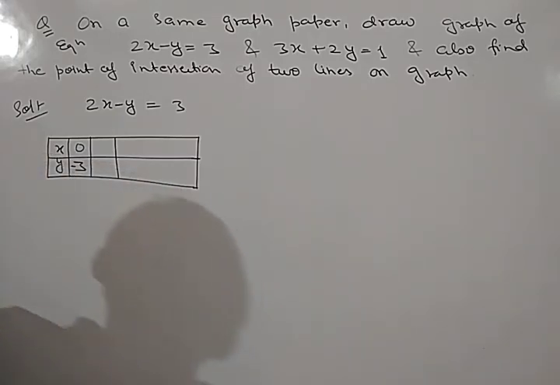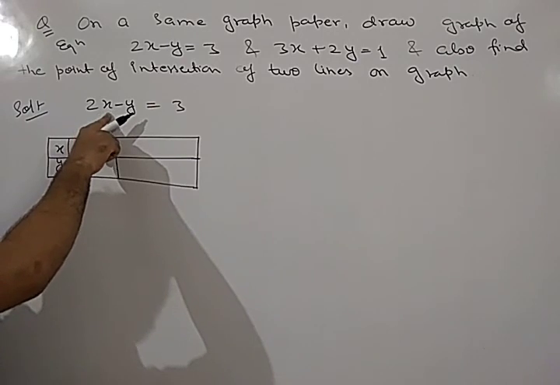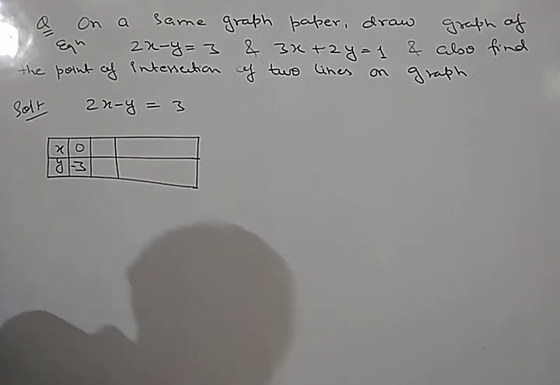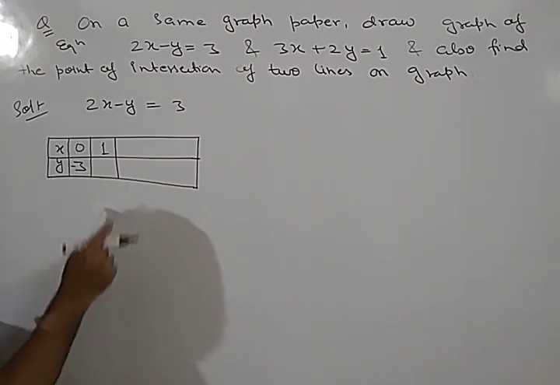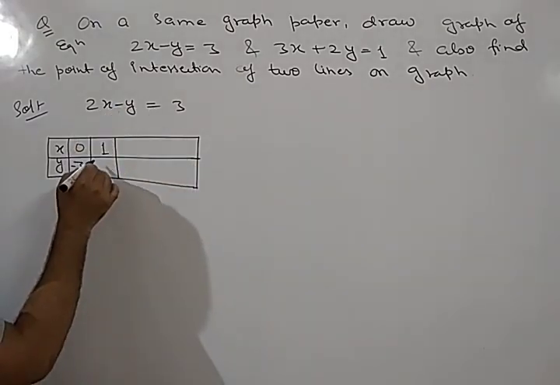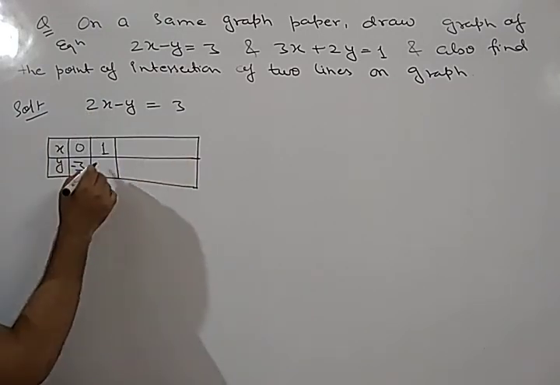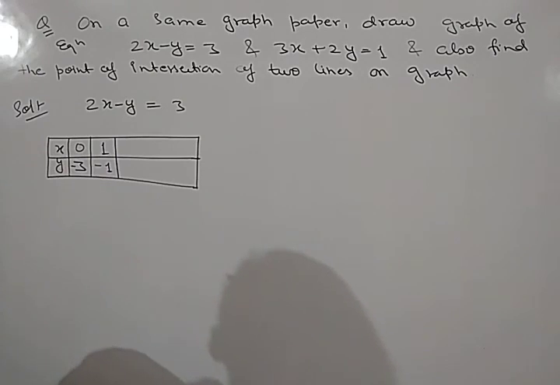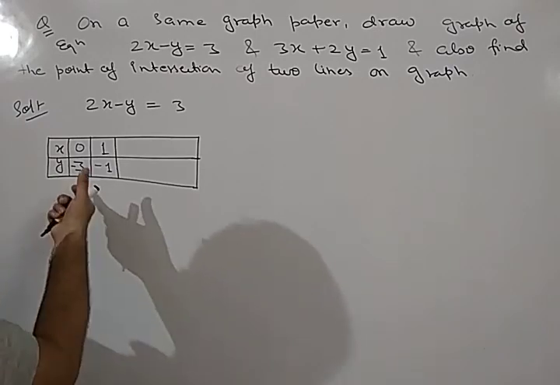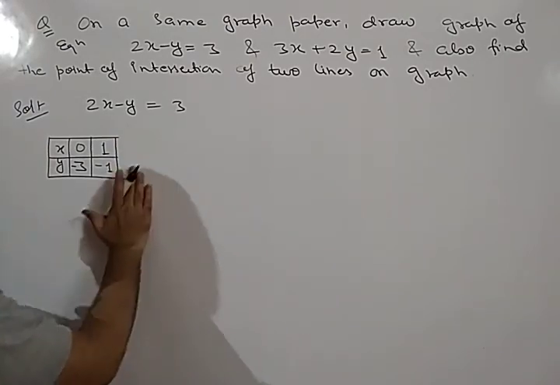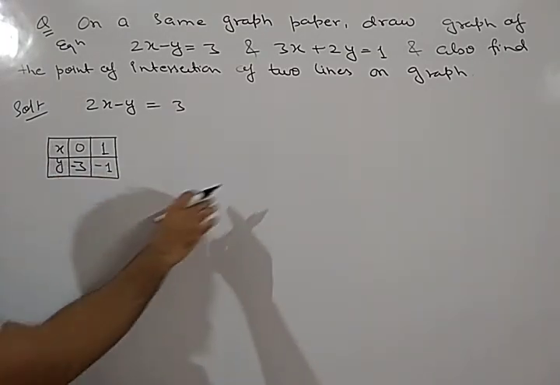Now if we put x equal to 1, then what will happen? It will be 2 minus y equal to 3, then y will be equal to minus 1. That will also be an integer value. So putting x equal to 1, we get y is equal to 2 minus 3, that is minus 1. Okay. So we have got two values. We can draw the graph by only these two values. So I am just drawing the graph by two values. I am not taking many values.